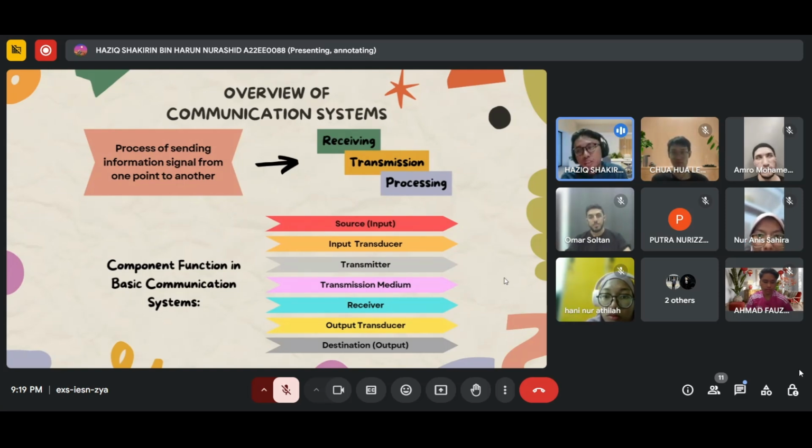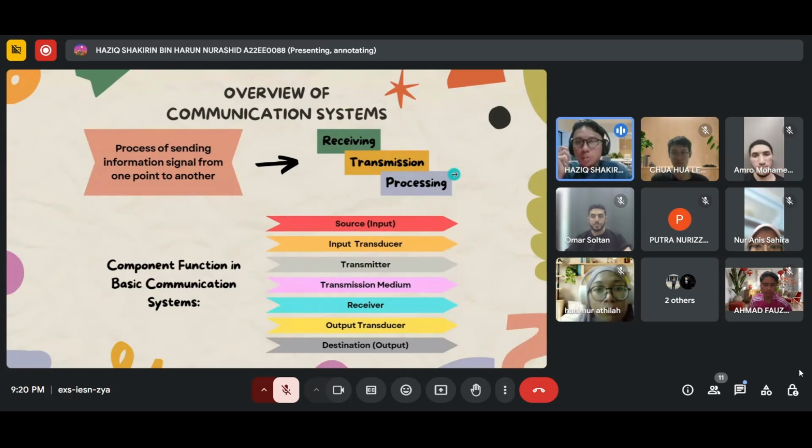A communication system is a process of sending an information signal from one point to another, which consists of these three processes: receiving, transmission, and processing. Basically, you can take an example: you are using your phone to call someone. The signal you are transferring is your voice. Your voice being sent is called transmission, and then the voice will be converted into signals that can be transferred to another person, which we call processing. After receiving your voice, it is called the receiving process.